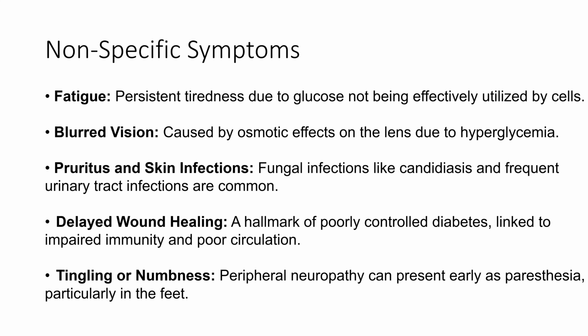Diabetes may also present with nonspecific symptoms such as constant tiredness, which happens because the body isn't able to use sugar for energy efficiently. Blurry vision can occur due to the lens swelling from high sugar levels. Skin infections, especially fungal ones, are common because high sugar supports the growth of fungi and the immune system doesn't function as well. Poor wound healing happens because elevated sugar damages small blood vessels, reducing oxygen supply to tissues. Tingling or numbness in the hands or feet, called peripheral neuropathy, results from long-term nerve damage caused by high blood sugar.